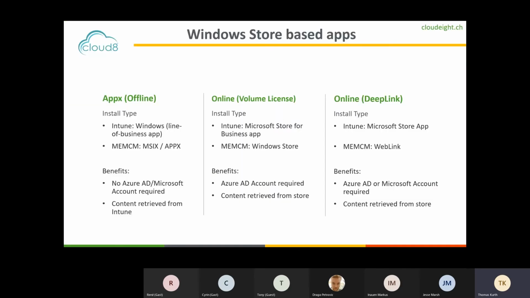Within a store app, we have 3 different deployment types which are available. The first one is the offline method. That's when we get an AppX file from a developer, or we can also download the AppX file from the Store for Business for some applications.